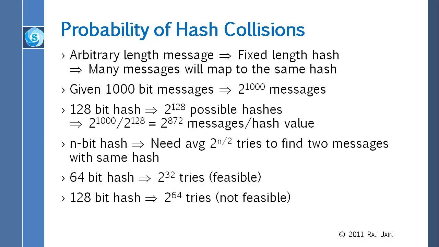A large number will go to that cell, right? One table entry. And so how do you find one of those 2 raised to 872? You need to try out a lot. In general, you need to try out 2 raised to n by 2.